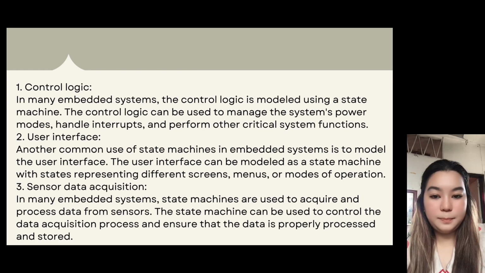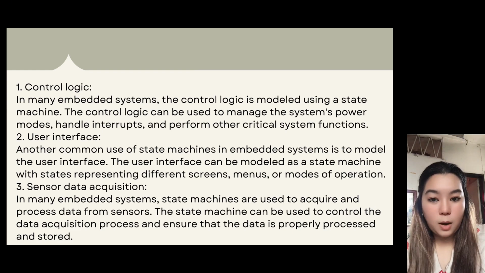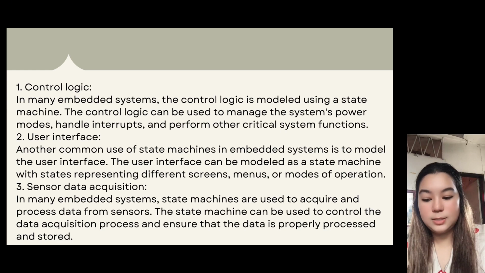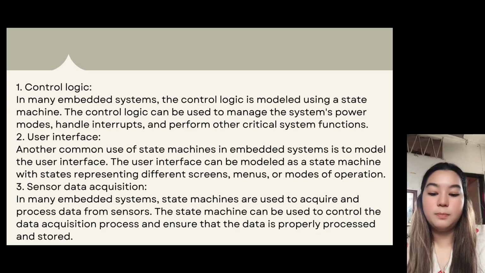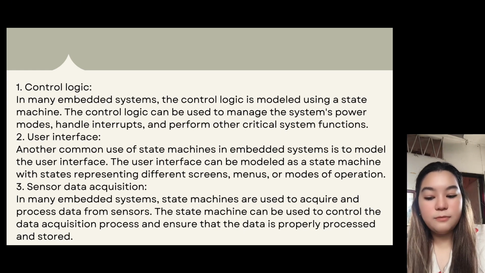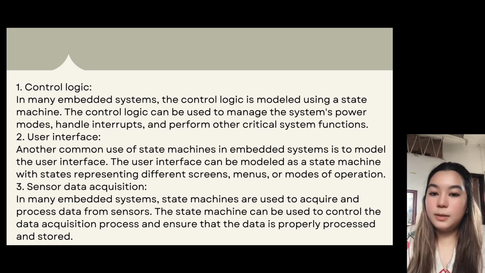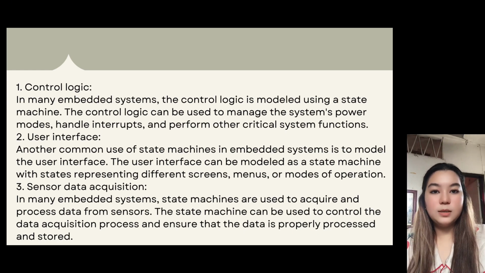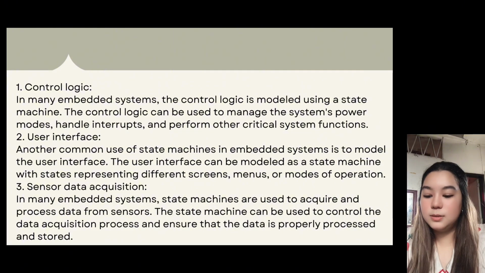So for example, a state machine can be used to control the power management of a battery-operated device, such as a mobile phone or a smartwatch. The state machine can manage device power consumption by transitioning between different power modes based on the device activity level and battery level. So next one, we have here user interface.